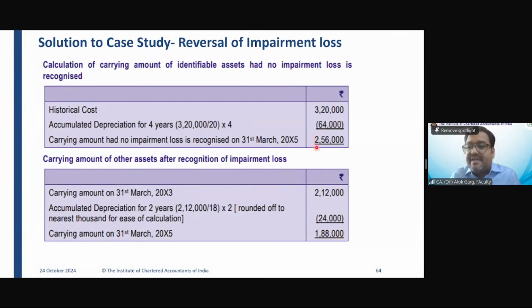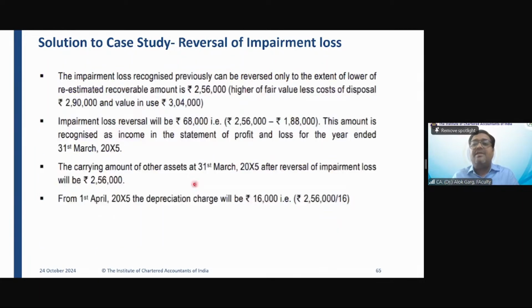What is my revised carrying value? 2,56,000. What is my reversal of impairment loss? 256 minus 188. What is the number? 56 plus 12, 68,000. 68,000 is my impairment reversal.